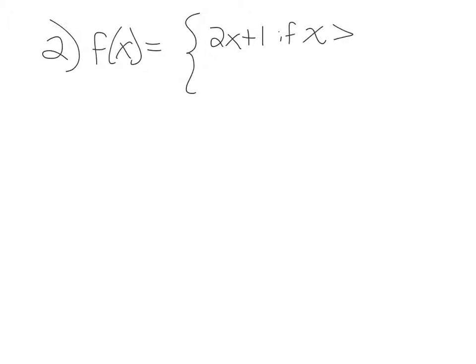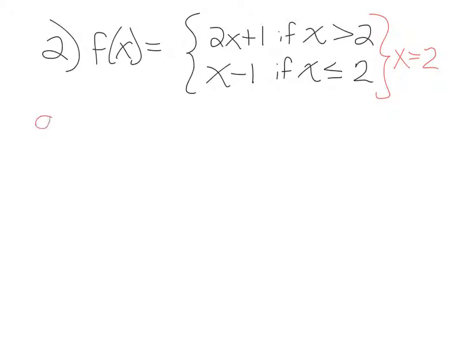Okay, when you have the problem like on the worksheet that says f of x equals, and then you have a piecewise function that is 2x plus 1 if x is greater than 2, and then x minus 1 if x is less than or equal to 2. And they want you to analyze this at x equals 2. So let's go with the three parts, okay? A, let's find f at that number.